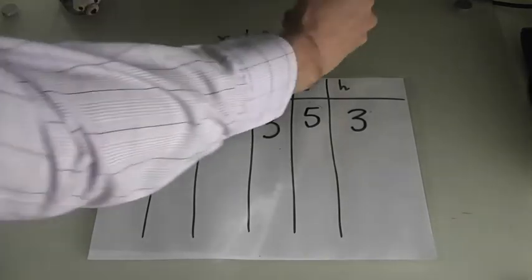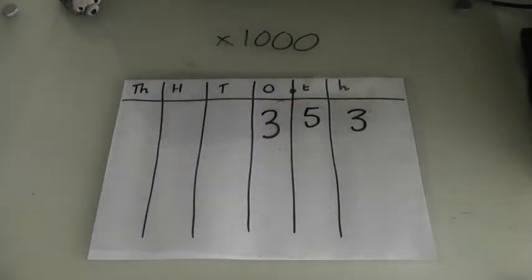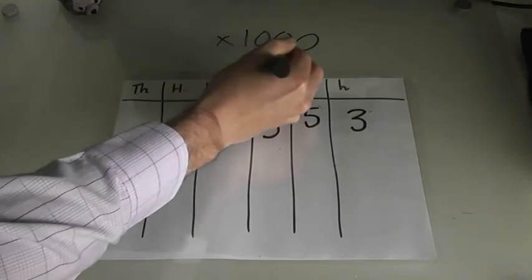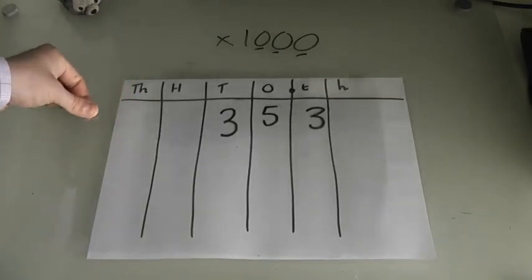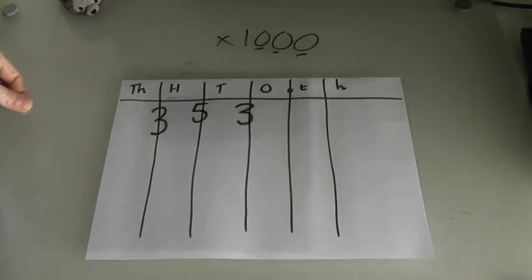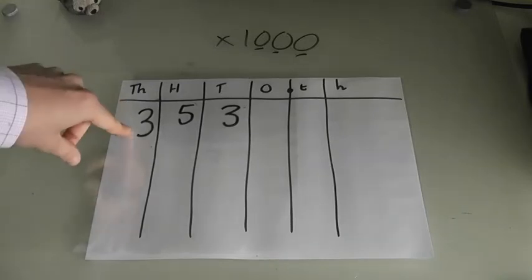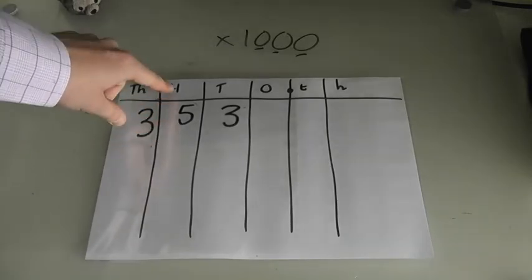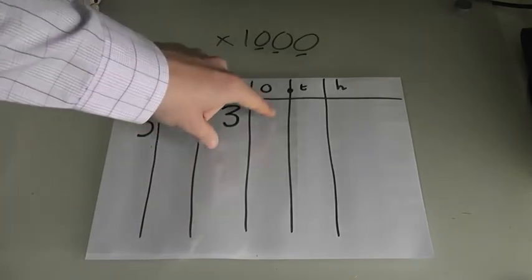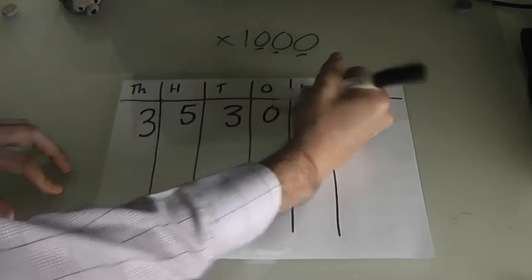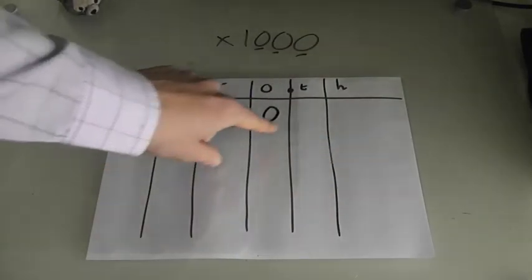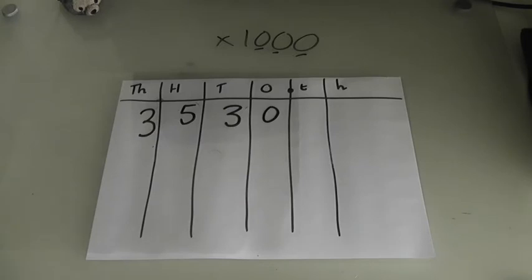Now we're going to move that number back and times it by 1000. How many zeros have we got? 1, 2, 3. So how many times are we going to move it to the left? 3 times. Fantastic. So we go 1, 2, 3. So we've got a 3 in the thousands column, 5 in the hundreds column, 3 in the tens column. What do we need to put here? Fantastic, a 0. So we've got 3,530.